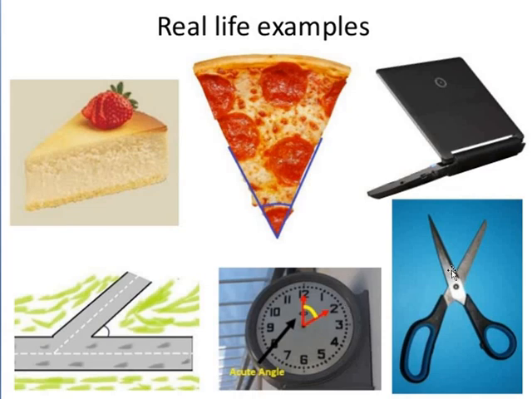Now some real life examples of acute angles. You can see this piece of pizza and this cake pastry is an acute angle. Here in the road, the Y junction is an acute angle. At 2 o'clock, the angle between the minute and hour hand is an acute angle. In a scissor, this angle is acute, not this one, please. This is another angle which I will tell in the next slide. This angle is an acute angle.